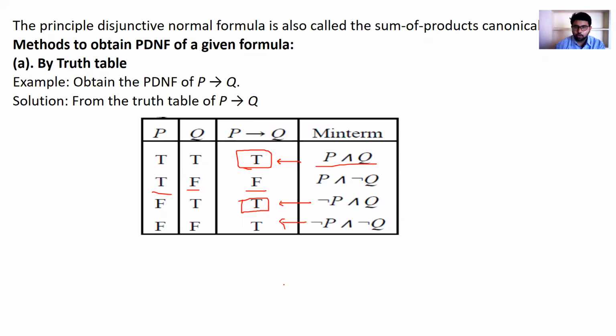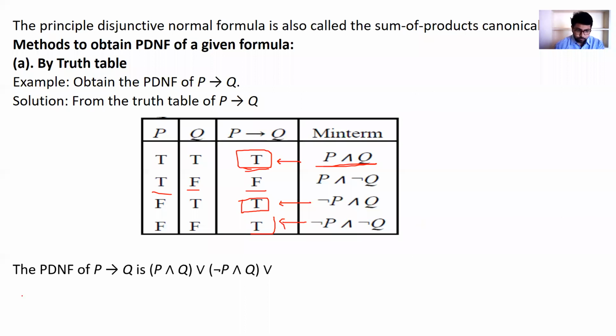With a combination of sum, sum means or. First I'm going to take P and Q, because I got the true value here. Then or, I'm going to take the next one for which I got a true value, that is negation of P and Q. Or negation of P and negation of Q. I got another true value, so I'm going to take this.